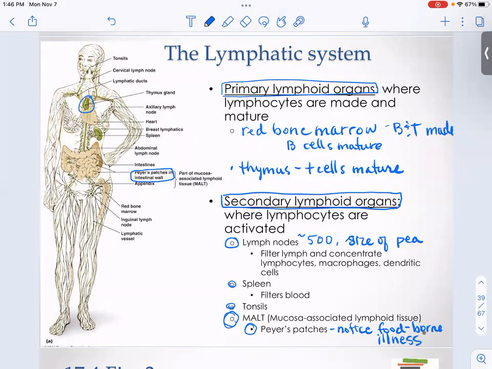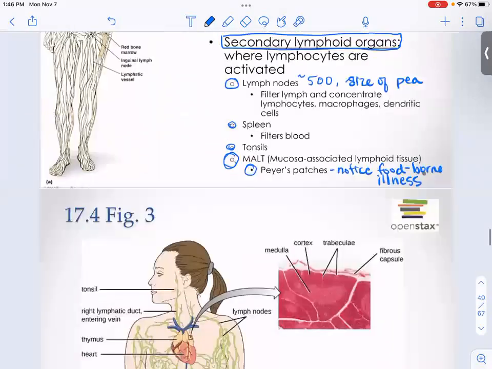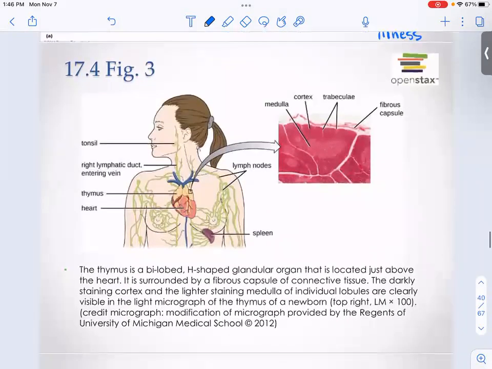Okay, so randomly taking samples there and seeing if there's any antigen that matches up with the B and T cells there.